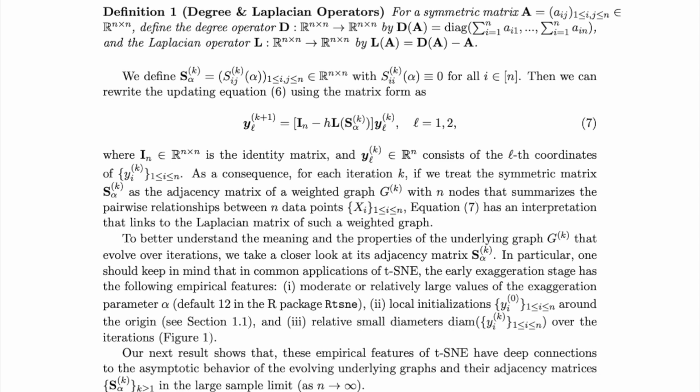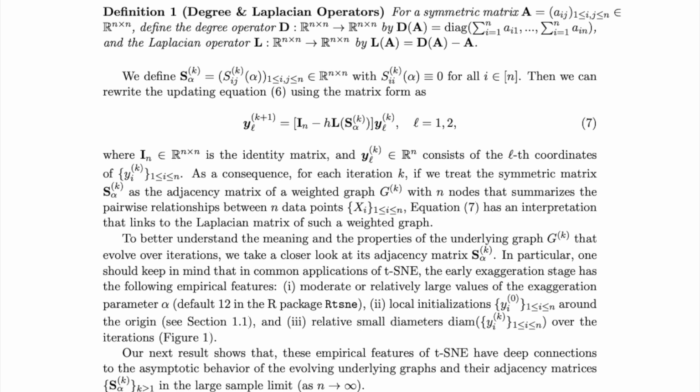Then we can rewrite the updating equation (6) using the matrix form as (7), where I_n in R^{n×n} is the identity matrix, and y^(k)(a) in R^n consists of the a-th coordinates of y_i^(k), 1 ≤ i ≤ n. As a consequence, for each iteration k, if we treat the symmetric matrix S^(k)(α) as the adjacency matrix of a weighted graph G^(k) with n nodes that summarizes the pairwise relationships between n data points, equation (7) has an interpretation that links to the Laplacian matrix of such a weighted graph.